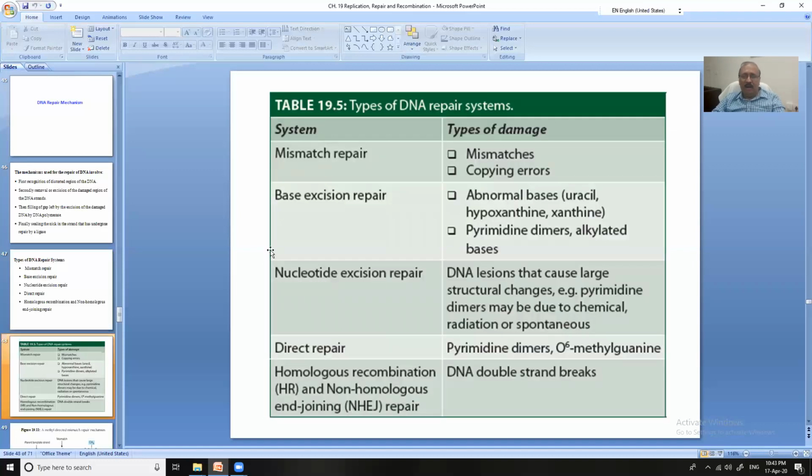This is the table of all repairs: mismatch repair, base excision repair, nucleotide excision repair, direct repair, and homologous repair. Mismatch repair handles copying errors, base excision repair handles abnormal bases, direct repair handles DNA lesions and wrong nucleotides, nucleotide excision repair handles pyrimidine dimers, very commonly the thymine dimers, and homologous repair handles DNA double-stranded breaks.